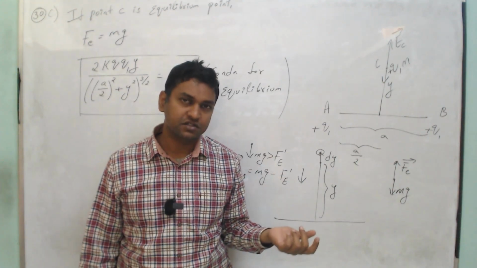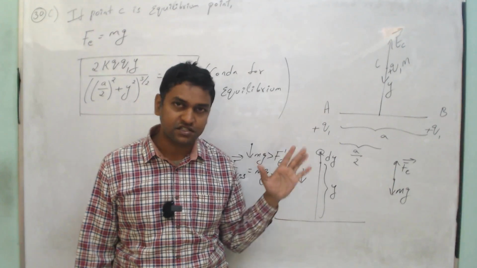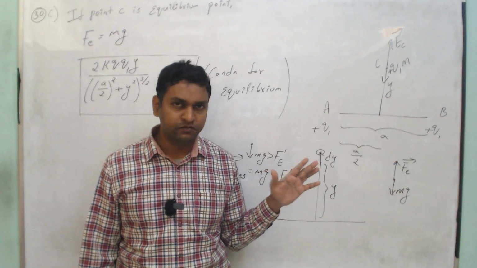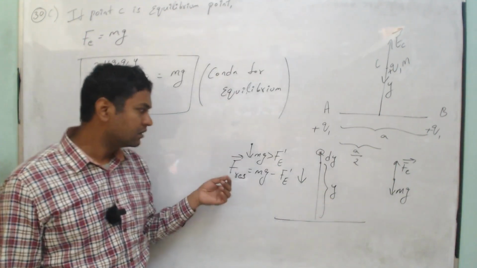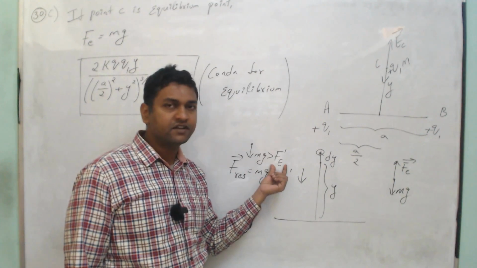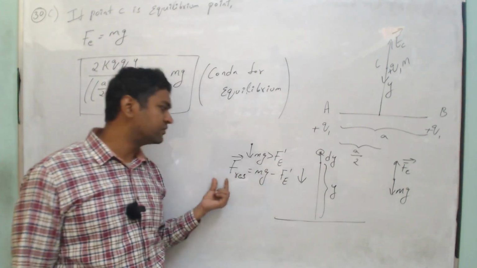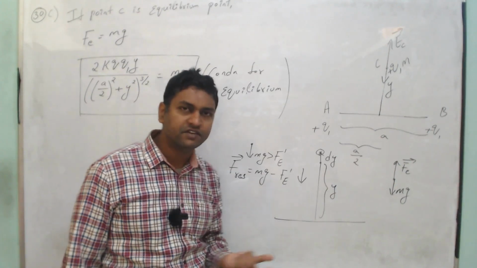Magnitudes have changed. And the magnitude of Fe dash has changed. Electrostatic force has changed. Right? Now, if mg is greater than Fe dash, then the resultant force will be directed in the downward direction. And the magnitude will be mg minus Fe dash.